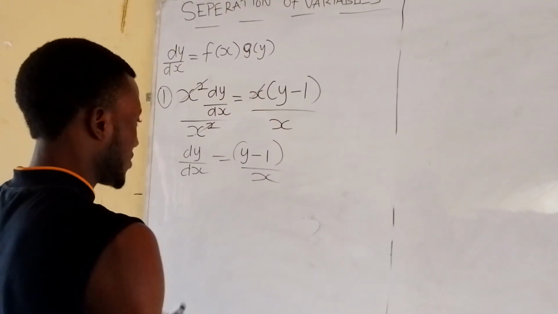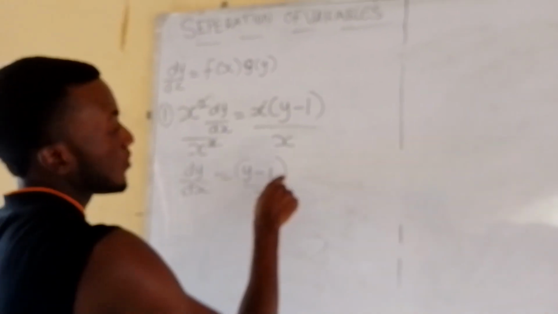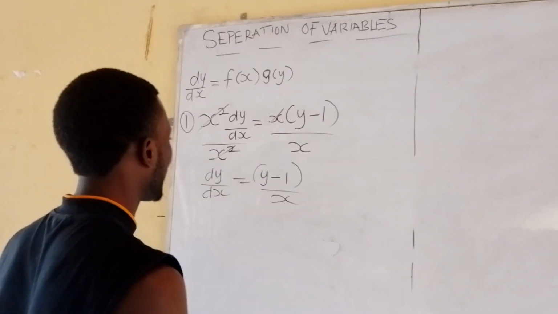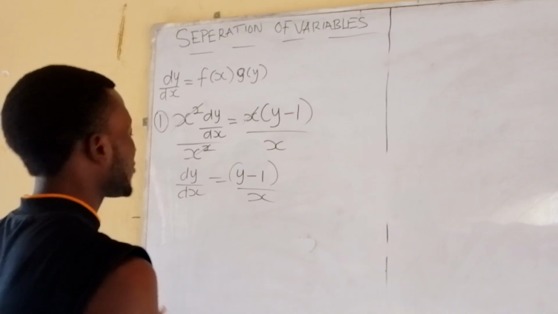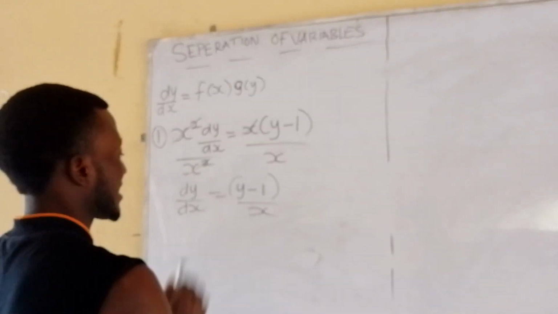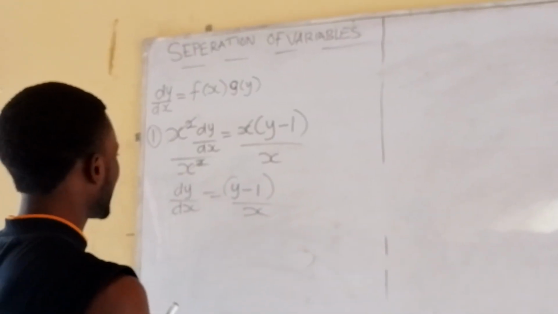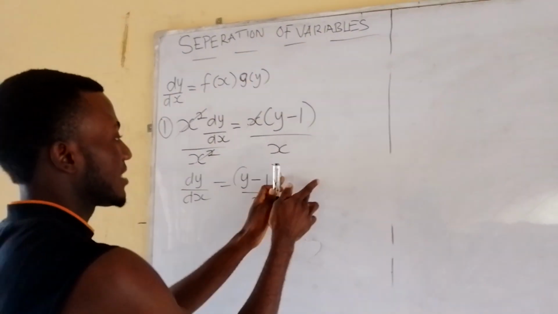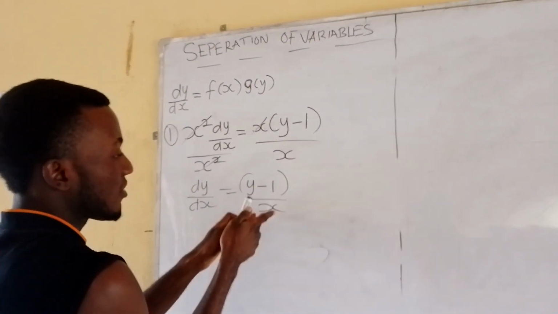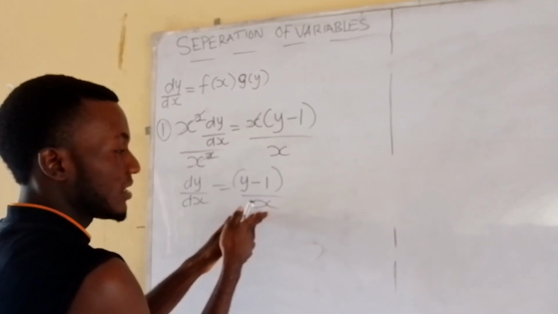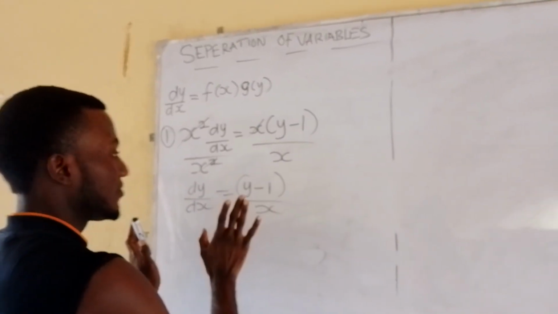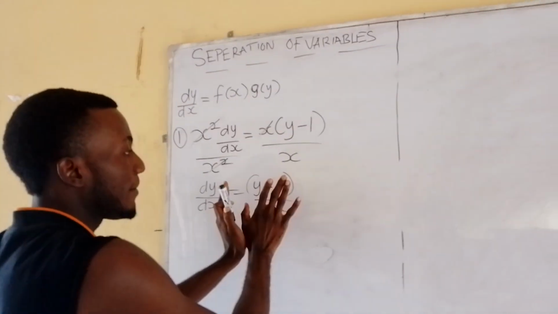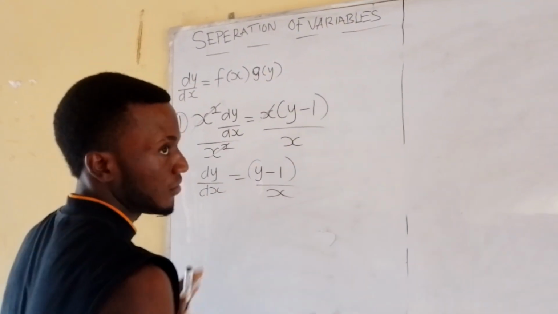Looking at this question now, we still have x and y on the same platform. We are going to look for a way to eliminate this x here. What can we do? We can easily multiply both sides by x. The x here can easily cancel out the x underneath, leaving this side with only y minus 1, the y variable on its own.